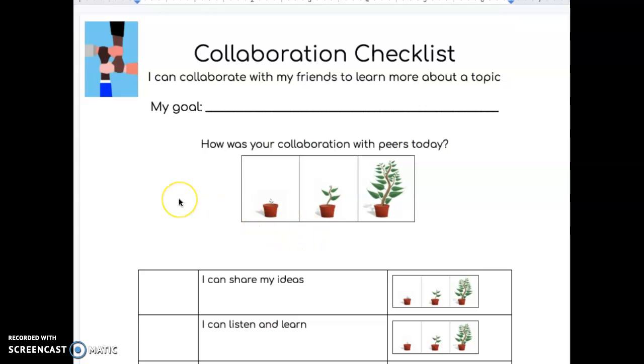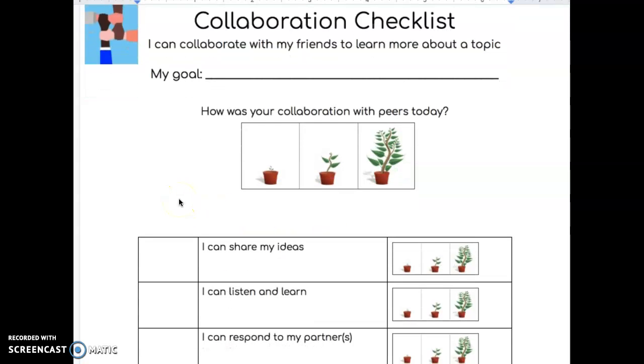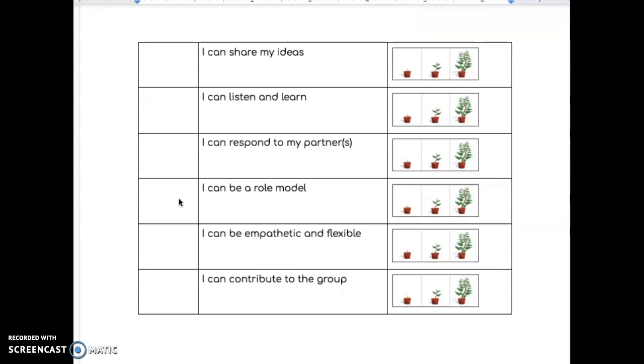Okay, friends, thank you for filling out your collaboration checklist. Let's move on to some of the other things that we talked about that help make you a cooperative, collaborative partner. If you didn't get a chance to practice any of these things today, you can just leave it blank. Otherwise, think about how well you did with that skill. I will read them and you can make the choice.